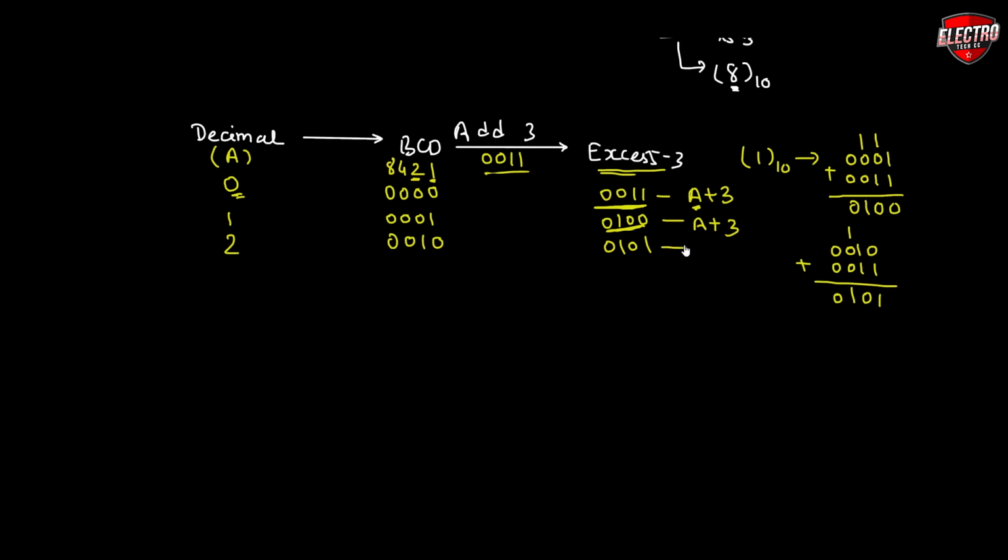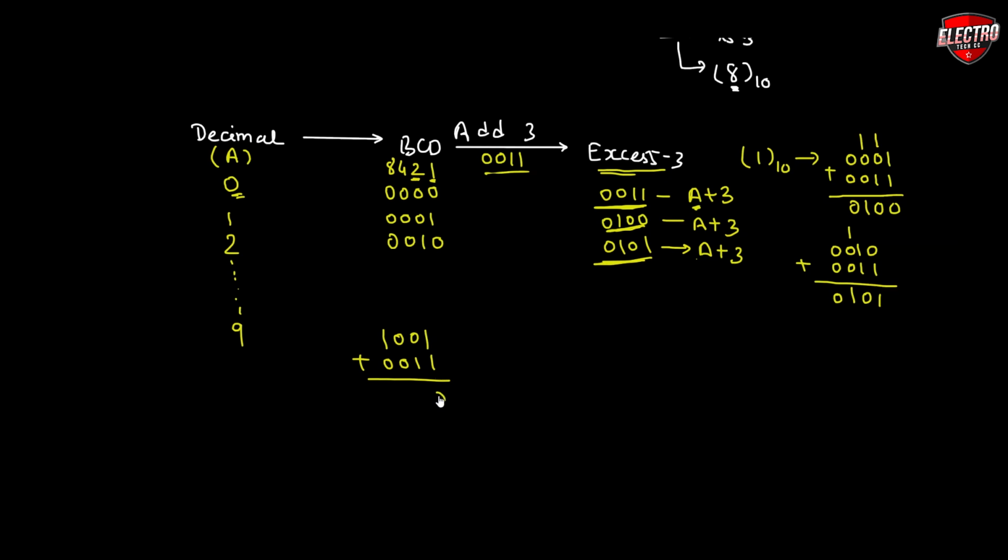Next, A is equal to 2. So A plus 3, 2 plus 3 is equal to 5, and the BCD code for 5 is equal to 0101. This way you can convert all these decimal numbers from 0 to 9. The BCD value for 9 is equal to 1001, and if you add 0011, that is 3, to this BCD code, then you get the Excess-3 code.